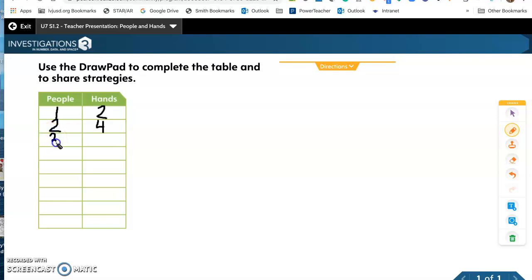Then if I have 3 people, I'm going to add 2 again. 2, 4, 6. Do you notice the pattern? Each time I add a person, the number of hands gets bigger by 2. Can you figure out how many hands 5 people would have? That's right, 5 people would have 10 hands.